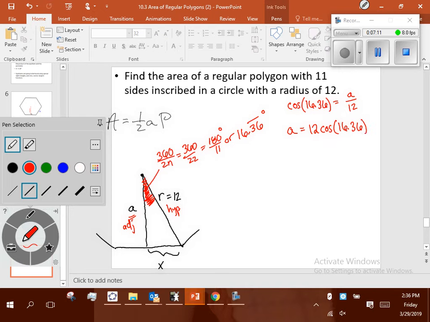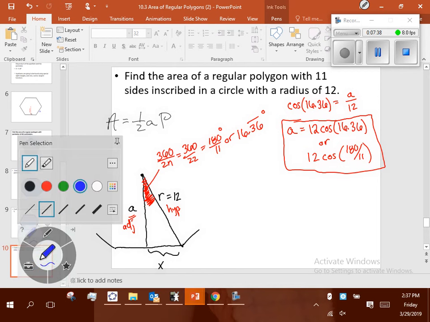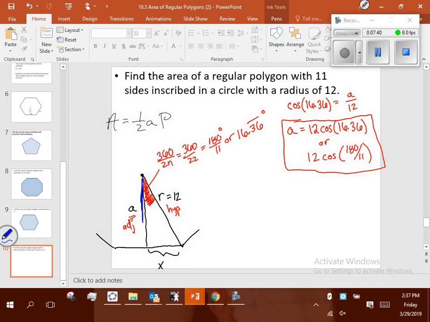That's going to eventually give me A to be 12 cosine of 16.36. Is everybody okay with that? Just multiply both sides by that 12, right? Now that's rounded. So if I write it this way, that's the exact. Does that make sense to everybody? I want to talk about maybe the process, or the reasoning, of why we would do that, and leave it as 180 over 11. Let's do this one. So we now know the apothem.